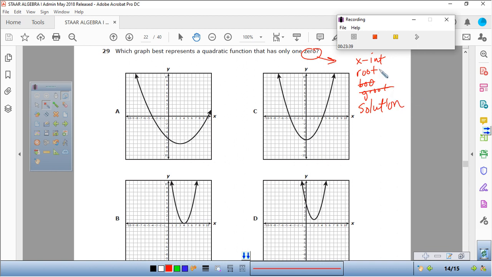Okay. So the most important one out of all of these is x-intercept. Basically, it's asking which quadratic function has only one x-intercept. Which one crosses the x-axis only once? This one crosses it twice, out. Twice, out. Ooh, once. I think that's my answer. This one does not cross at all. Final answer B.